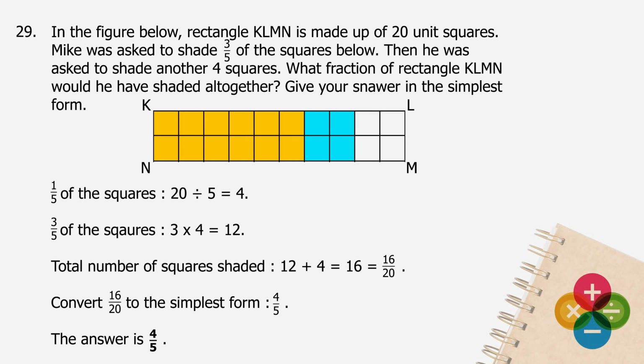One-fifth of the squares will be, divide 20 by 5, and the quotient is 4. 3/5 of the squares will be, multiply 3 by 4, and the product is 12. The total number of squares shaded will be, add 12 to 4, and the sum is 16, or 16/20. Convert 16/20 to the simplest form will be 4/5. The answer is 4/5.